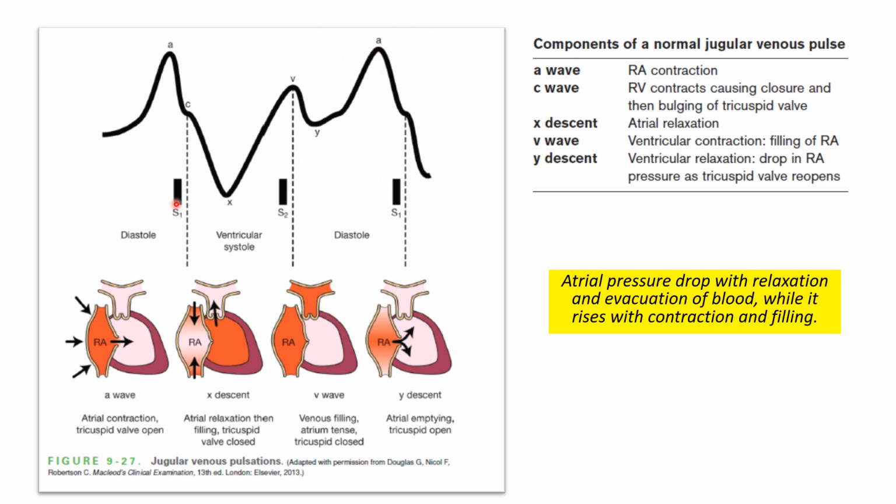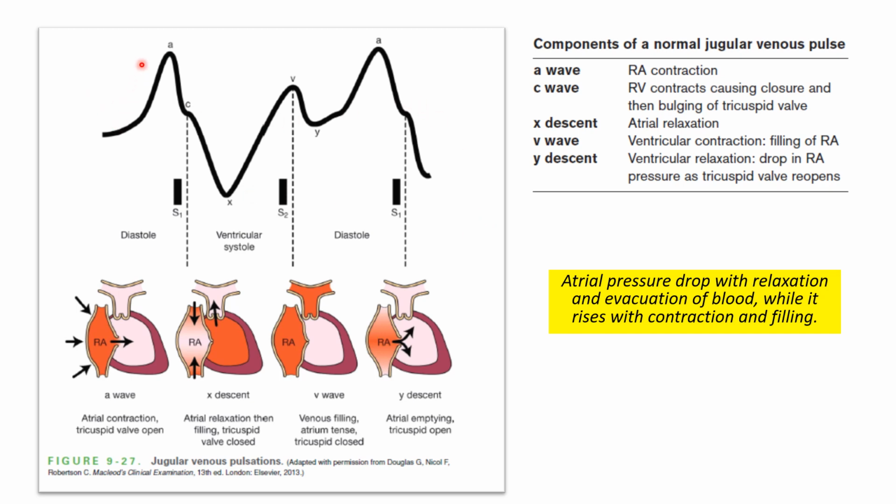So in general we have two waves. Forget about the C wave, but we have two waves. A wave and V wave are positive waves, and X and Y descents are negative waves. Positive and negative means that in the skin itself, we will find the skin getting out. The vibration we are seeing is either outward or inward, meaning it looks like it is bulging or sucking inside.